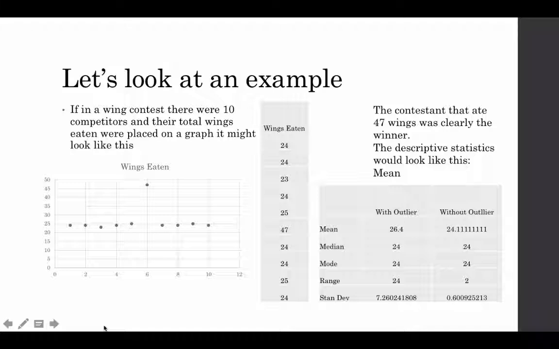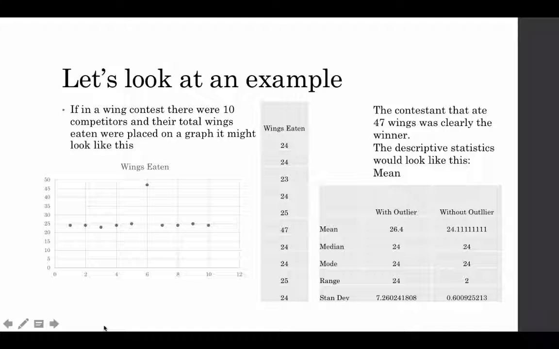Right off the bat, again, a red flag pops up. Hey, this is getting a little bit better. And then we look at our standard deviation, and it's only 0.60. So that means that the competitors were very close to each other. And the truth is, outside the winner, all of those competitors were plus or minus 1 wing. Okay, if we look at the standard deviation with the winner, they're plus or minus 7 wings, which is not really a true representation of the whole group.